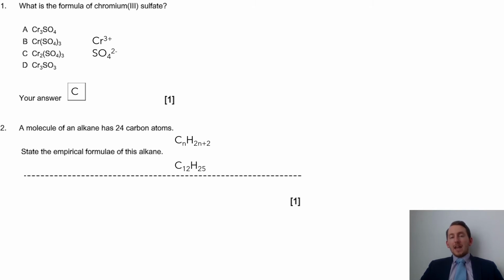C12H25. Now, it does say empirical formula, so if we put 24 into there, it would be C24H50, because then 24 doubled is 48, plus 2 gives you 50. That would be the molecular formula. So make sure if it says empirical, we can then divide everything by 2, which gives us C12H25.